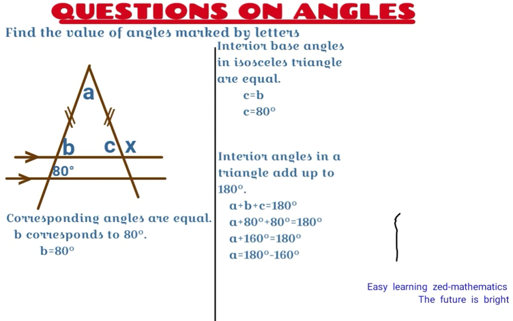Okay, so we're going to say A is equal to 180 minus 160 degrees, which will give us 20 degrees. So the value of angle A is 20 degrees. Now we have found all the interior angles of the triangle.